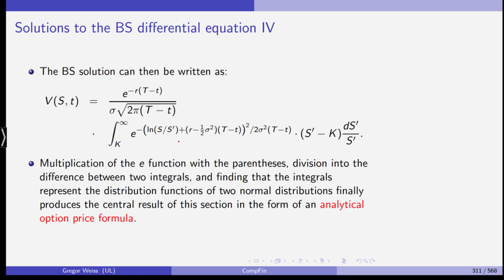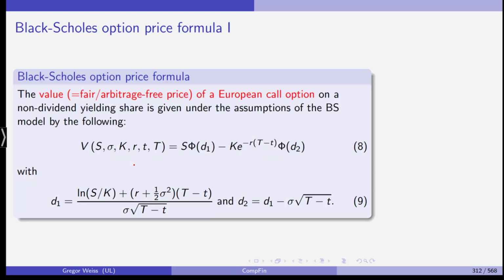What is interesting is the pricing formula, and you might know this from previous lectures on derivatives. For a plain vanilla European call option, the arbitrage-free price is given by this function: current stock price times Phi of D1 minus the discounted strike times Phi of D2, and D1 and D2 are given by this. So that's the Black-Scholes pricing formula.